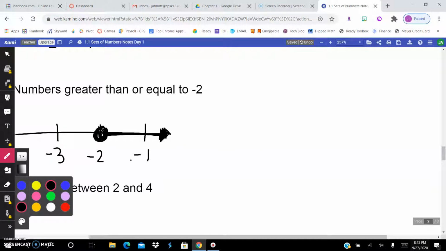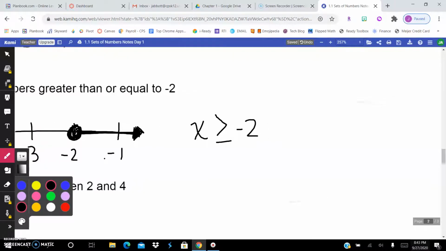And then to write our inequality, we're going to start with x and end with -2. We're going to have an underline on the inequality because it's equal to, and x is greater than these numbers. So the inequality wants to open towards the bigger number, x.